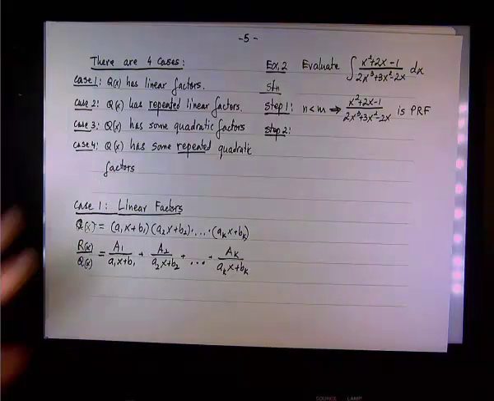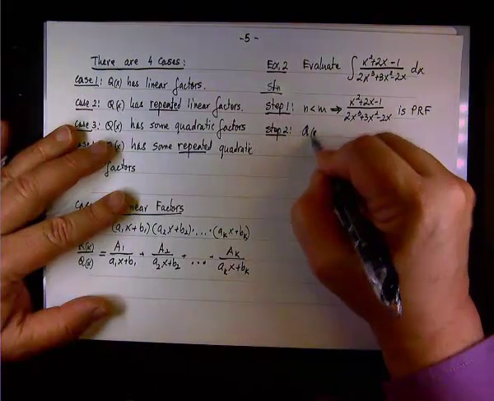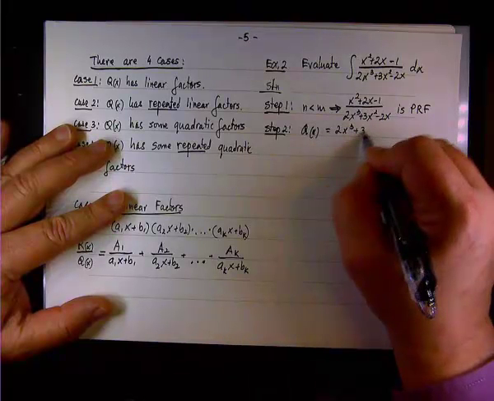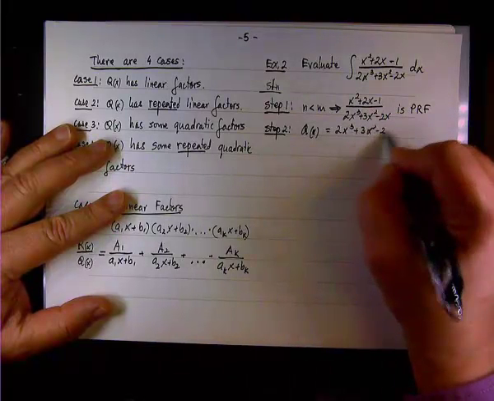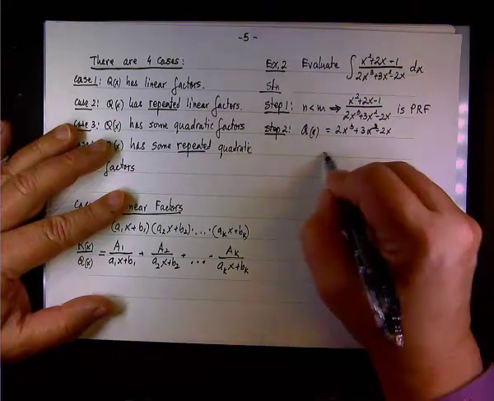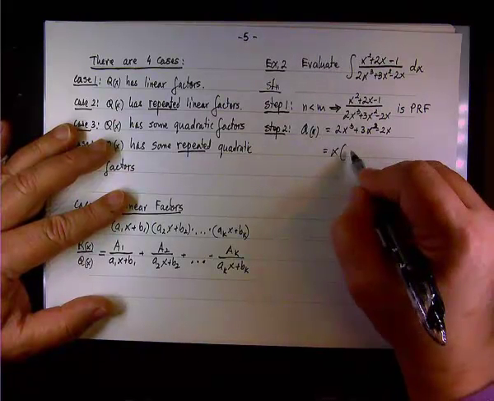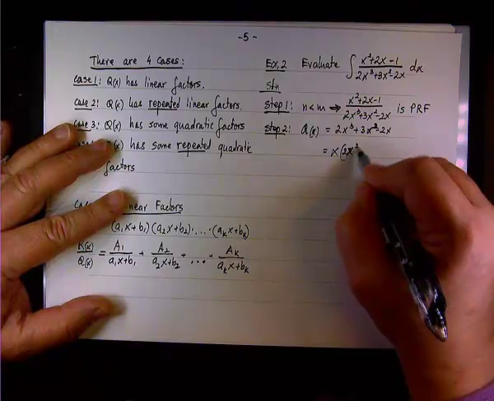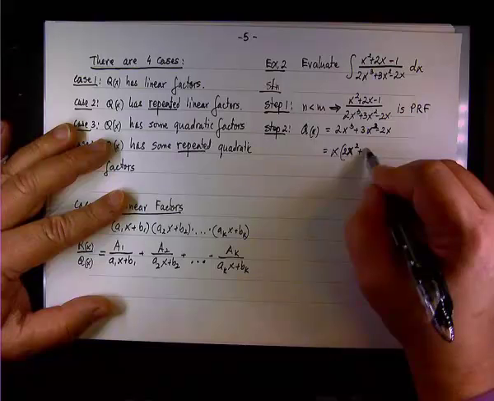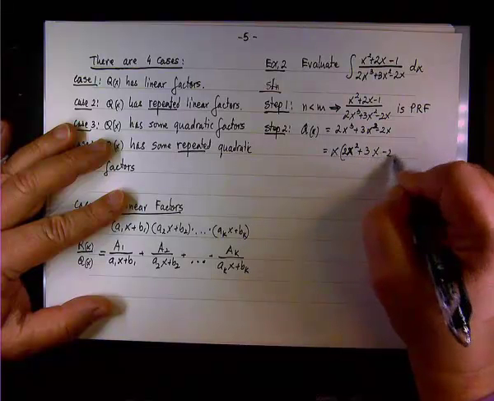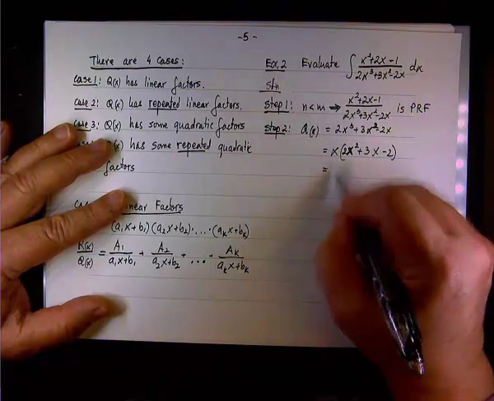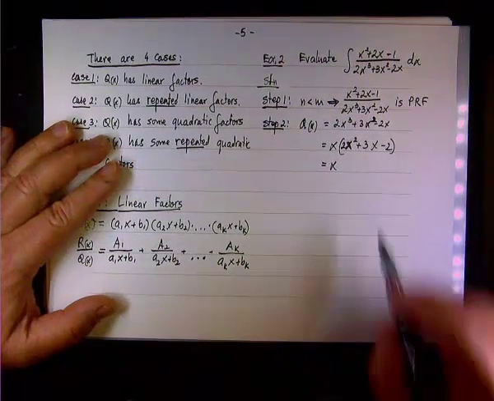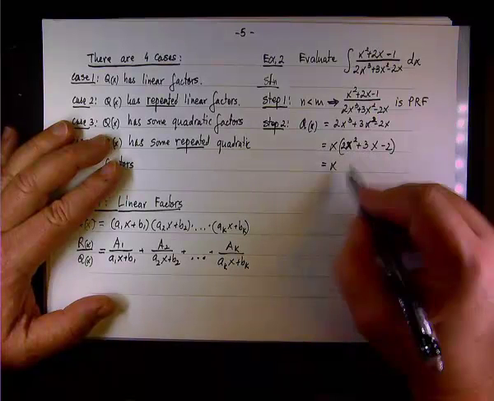Let's look at step 2. Step 2, we need to factor the denominator. So Q of x equals 2x cubed plus 3x squared minus 2x, and we see right away that we have a common factor, which is x. So we have x times 2x squared plus 3x minus 2.